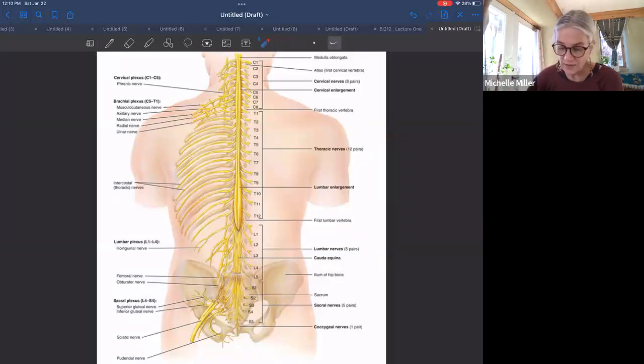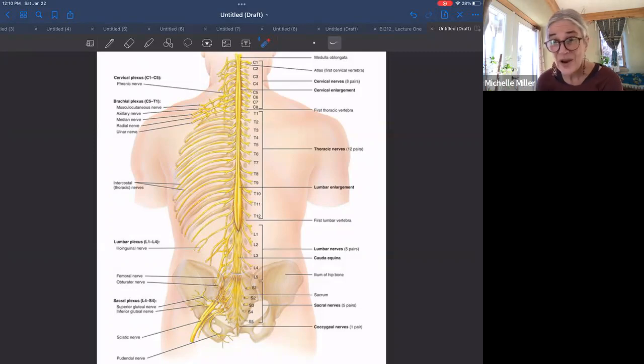We can see that these spinal nerves are coming off, and they are labeled as to what vertebrae they come out next to. So for example, we could have C1 and C2, C3, C4, all the way to C8, which is under your 7th cervical vertebra. Those would be the cervical nerves. Just like we have the cervical vertebrae, we have the cervical nerves.